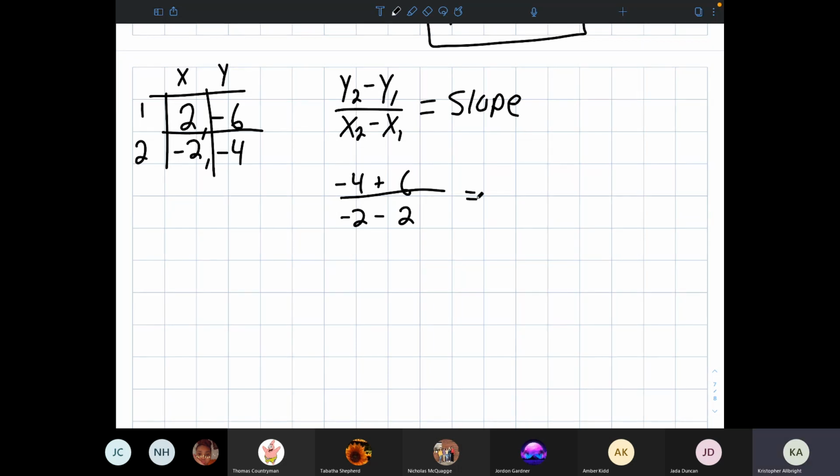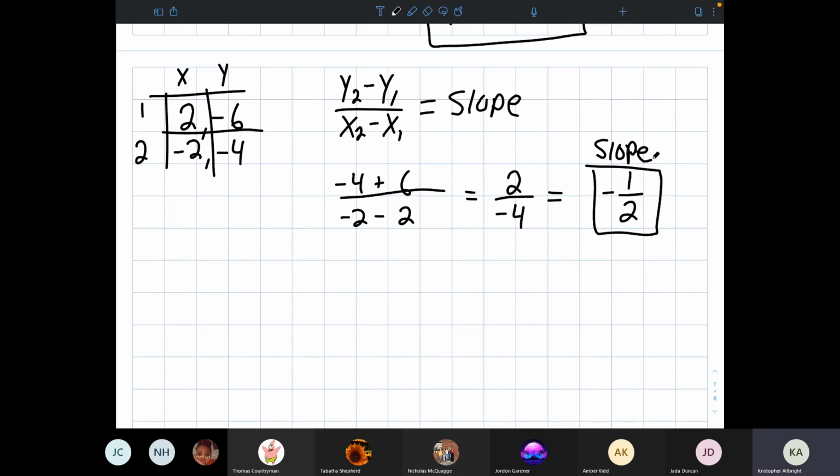So when we work this out, we're going to get -4 plus 6, which is going to give me +2, over -2 minus -2, which is -4. And this is going to give me -1/2. So we found a slope.